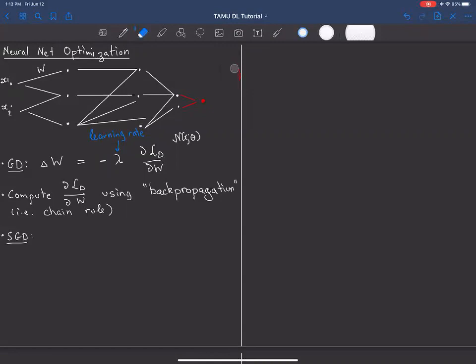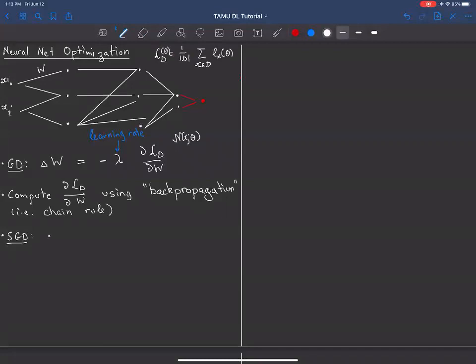Let me erase this loss here, and remind you what the loss looked like. Remember that the loss on a data set looked like the average over the data set, or the sum over your data set, of the loss on each data point. That's how we wrote it. This will be important right now.